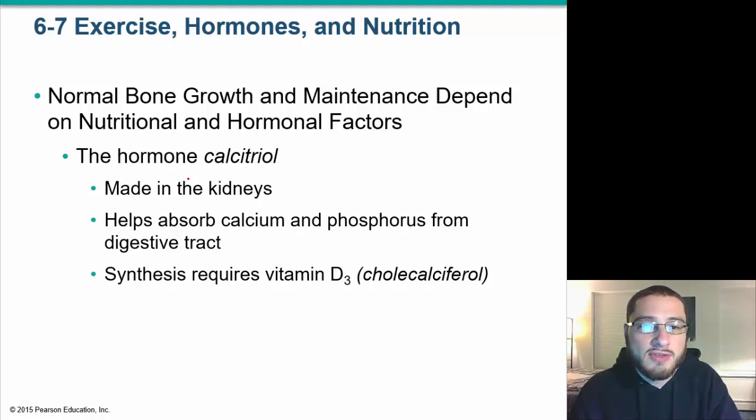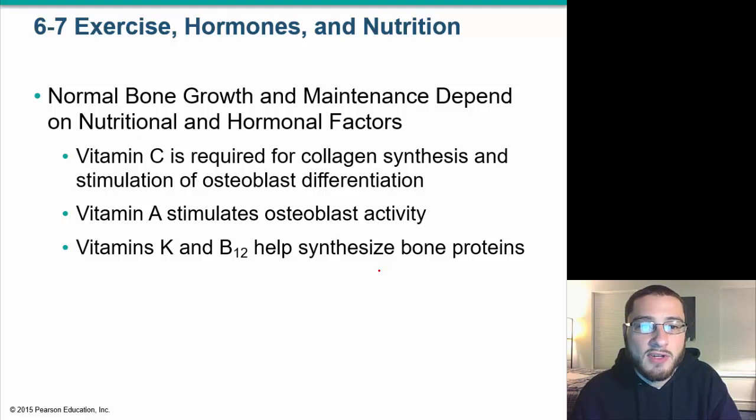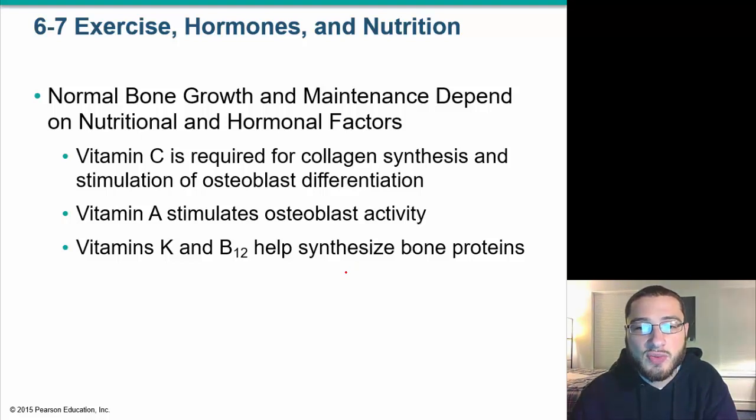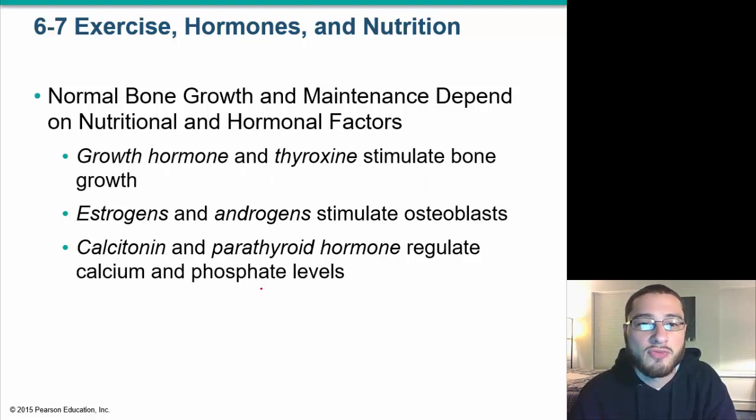The hormone calcitriol, made in the kidneys, helps absorb calcium and phosphorus from the digestive tract. Remember, we need our integumentary system in order to do this because we need that vitamin D3. Vitamin C is required for collagen synthesis, or making collagen, and stimulation of osteoblast differentiation. We need vitamin A, and we need vitamins K and B12. So it's important that you have a good diet, that you're taking in all the vitamins that you need, your D3, your C, your A, your K, your B12, so that you have healthy bones.